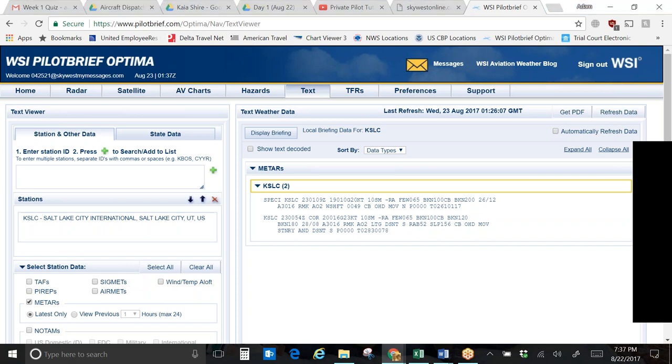Then that next one is sea level pressure, and you have to convert it, but those are in millibars. Cumulonimbus overhead moving stationary and distant south. So anyway, that's a METAR. Let's look at one other METAR.